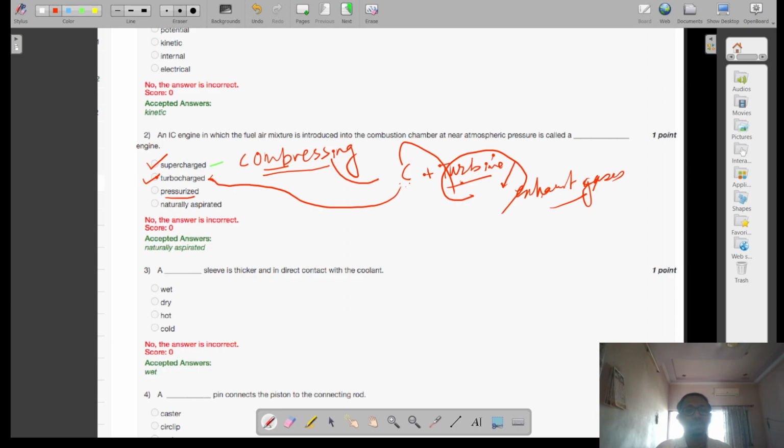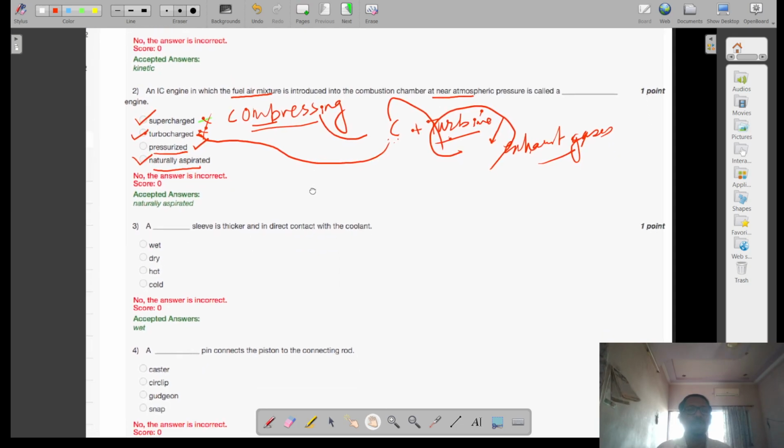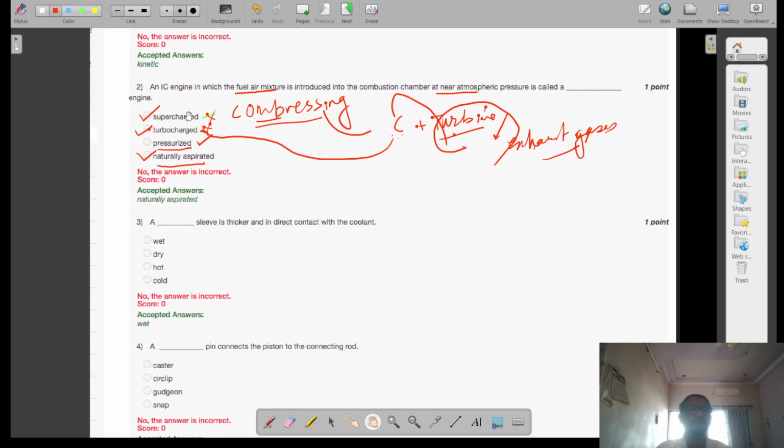Pressurized. So the same. So when you are increasing the pressure of the air, that is pressurized. And if you are not doing any of these things, ना pressure increase कर रहे हैं, ना turbo charge कर रहे हैं, ना super charge कर रहे हैं, it will be a naturally aspirated engine. So here you can find out that it is introduced in the combustion chamber near atmospheric pressure, means no pressure is increased, no exhaust gas is being used, and therefore it is a naturally aspirated engine. Please remember the difference between naturally aspirated, pressurized, turbocharged and supercharged.